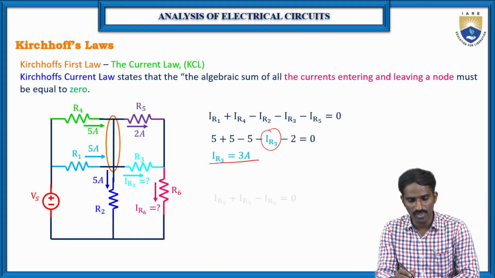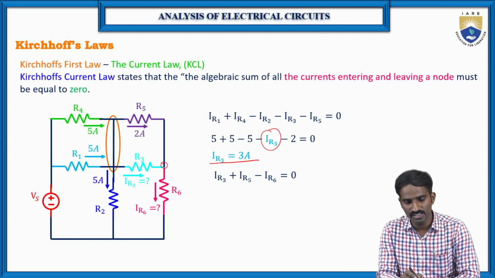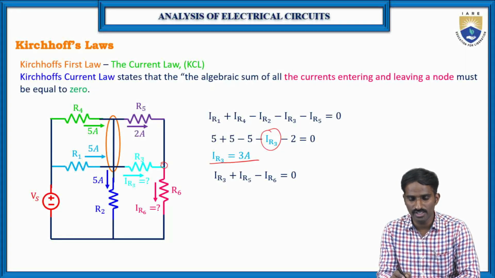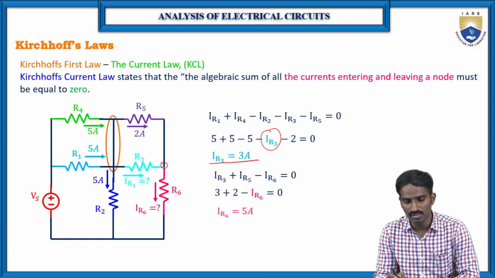Then next, apply Kirchhoff's current law at this particular node. IR3 is the entering current and IR5 is entering current, but IR6 is the leaving current. So IR3 plus IR5 minus IR6 equals 0. Substitute the IR3 value, and the IR5 value is also known, 2 amperes. Then you can find IR6. IR6 is equal to 5 amperes.